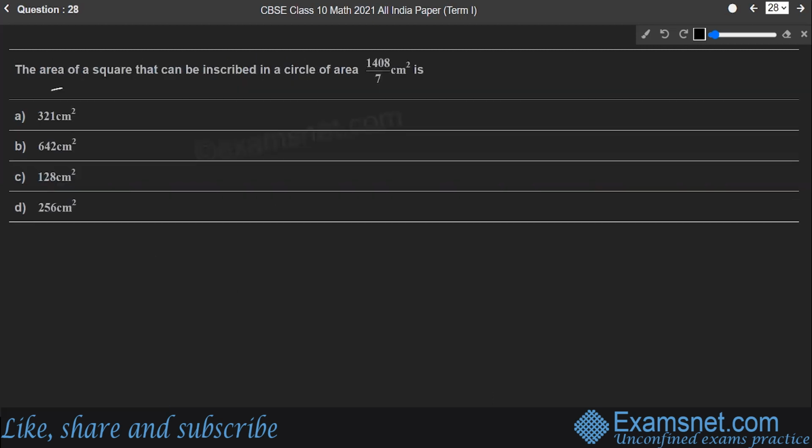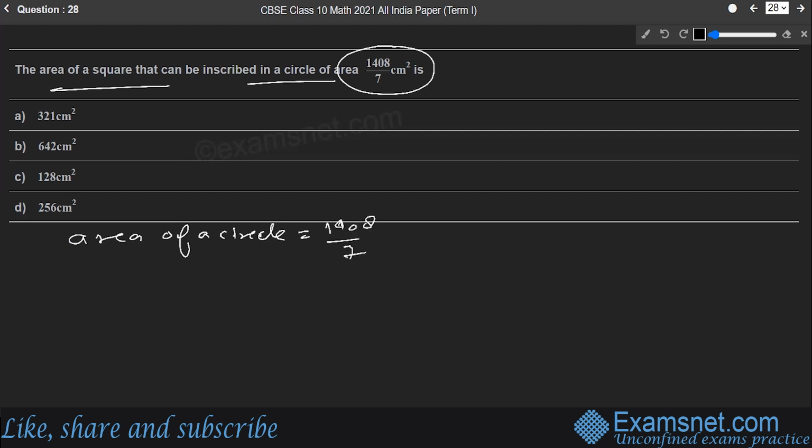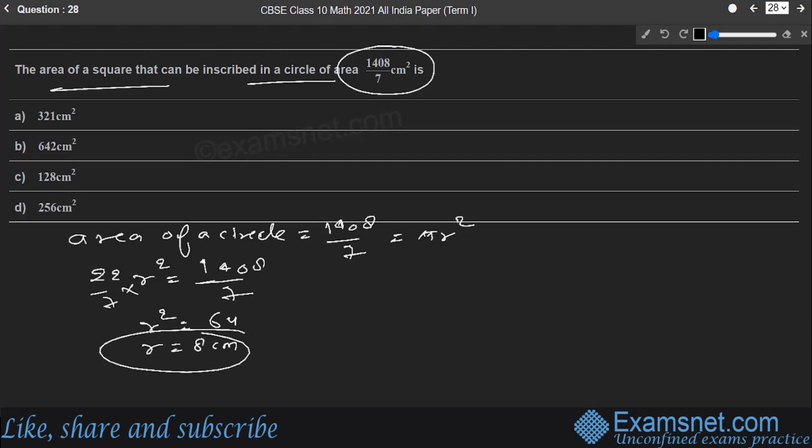Next, the area of a square that can be inscribed in a circle of area 1408 centimeter square is... So what is the area of a circle? The area of the circle given in our question is 1408, and taking pi as 22 by 7, that is always equal to pi r square. So we can calculate the r square value. 22 by 7 into r square is equal to 1408 by 7. If we solve this, r square comes out to be 64, which gives us r as 8 centimeter. So the radius of the circle is 8 centimeter.